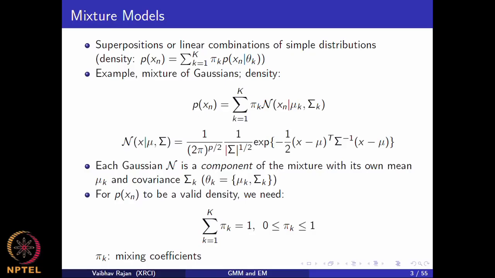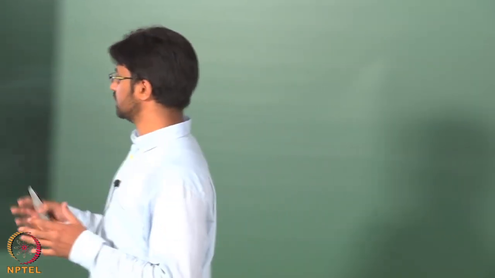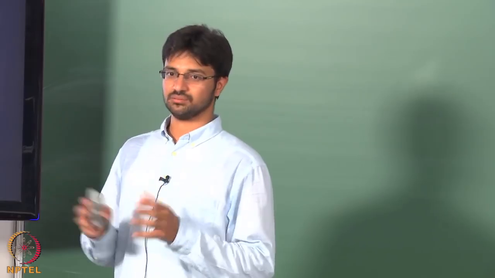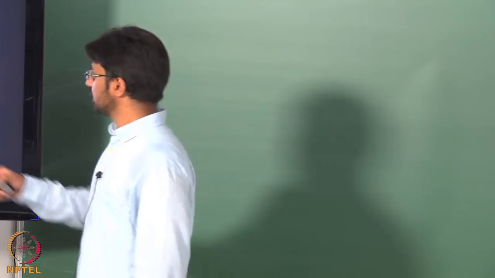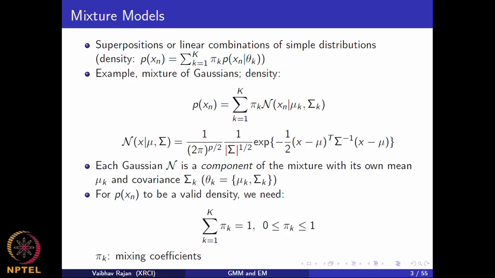So, mixture models, as the name suggests, are a mixture of models. Formally they are linear combinations of simpler, not always simpler, but linear combinations of distributions. So, they typically have a form like this. The density of a mixture model is a linear combination of other densities P, and different mixture models will have different forms for the probability distribution here, right.